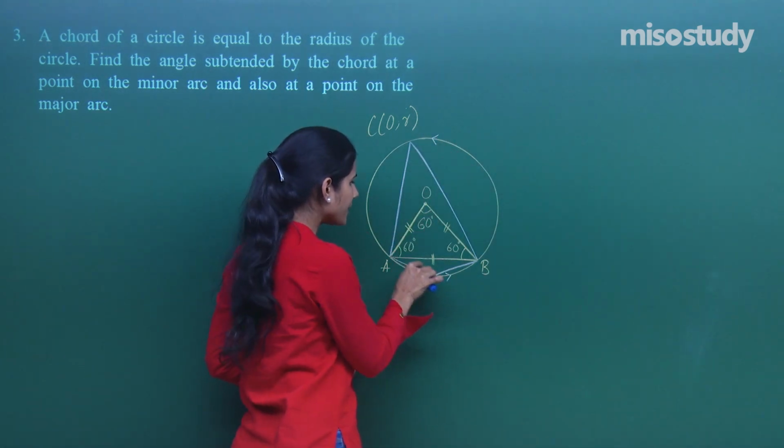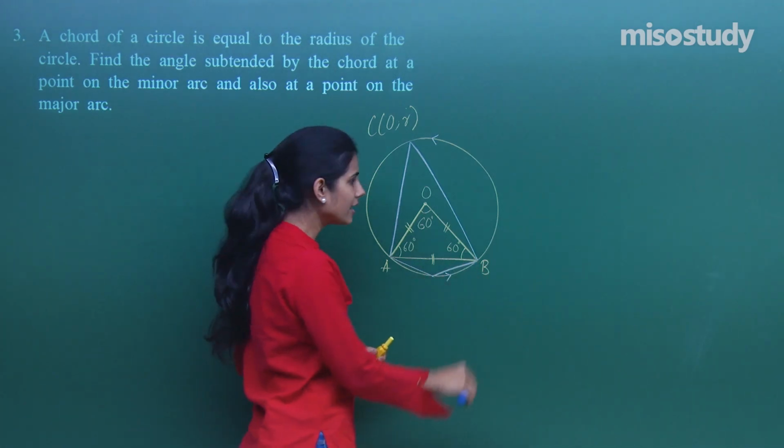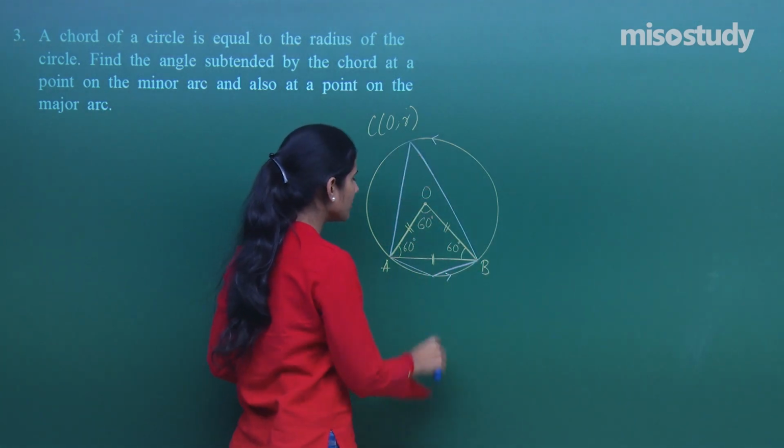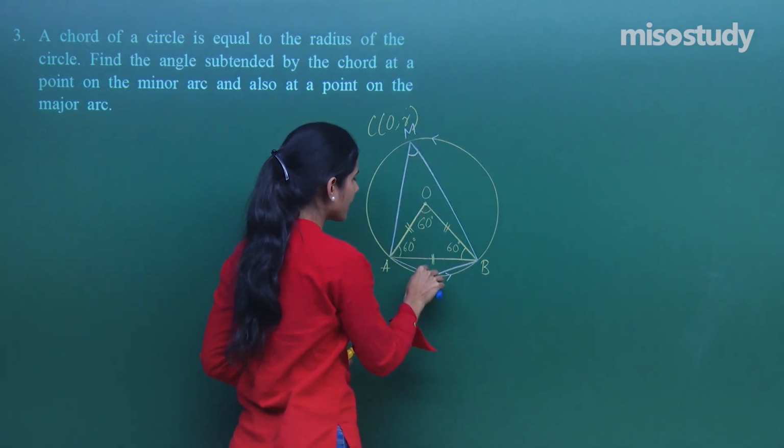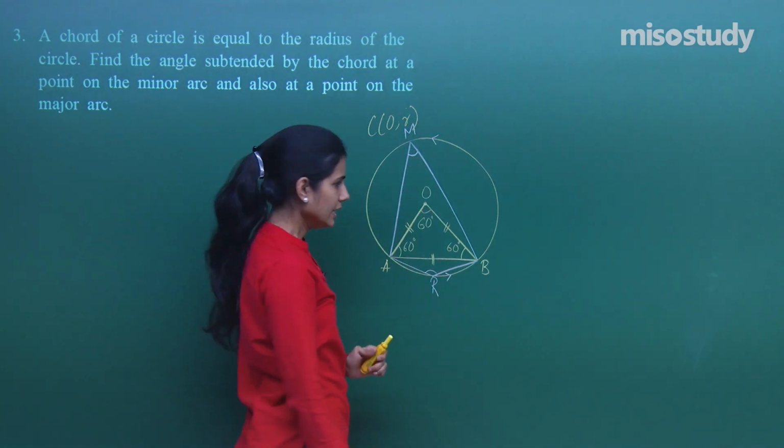The angle which is subtended by this chord in the minor arc, and this is the angle subtended by the chord on the major arc. Say this is R, this is M. I have to find its measure and I have to find its measure.